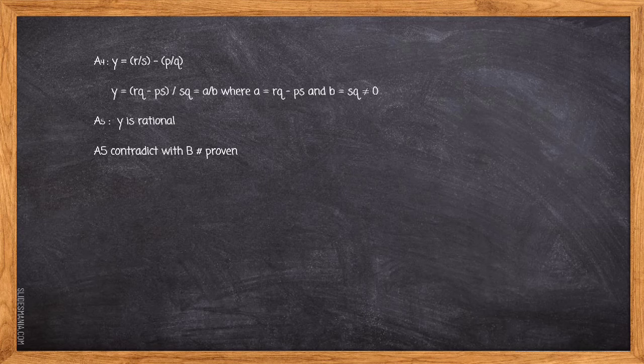y equals (RQ minus PS) over SQ, equals A over B, where A equals RQ minus PS and B equals SQ is not equal to 0. A5: y is rational. A5 contradicts which B, so it is proven.